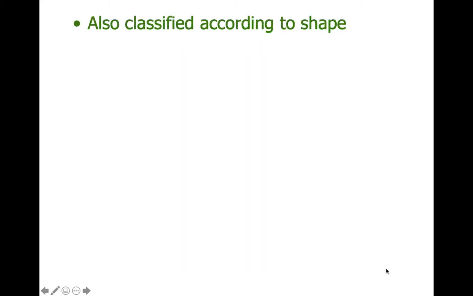We can also classify bones according to their shape. And some of these are really, really obvious. I'm going to go through them, but again, it's kind of a Captain Obvious sort of thing. We have a long bone. A long bone is defined as a bone that is longer than it is wide. No kidding. Examples of a long bone might be the femur, the tibia, the humerus.